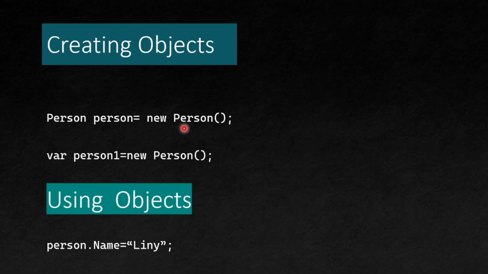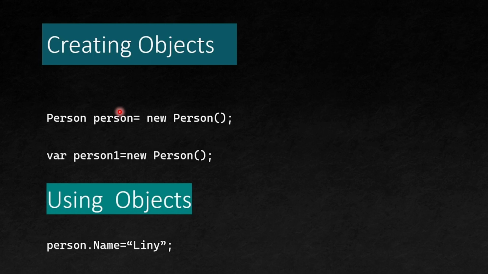To do that, we use the new operator. So we start with the type of the class, in this case, Person. We give an identifier, and then we use the new operator along with the name of the class to initialize an instance of that class. Note that we are using camel case for naming the person object.